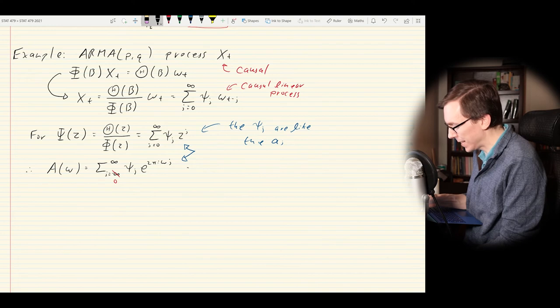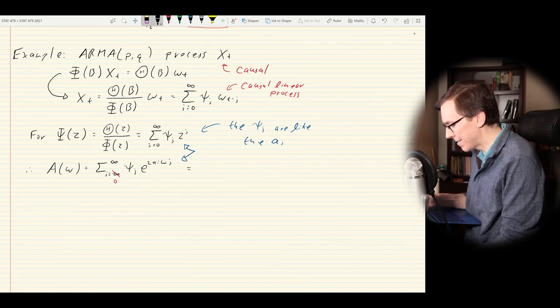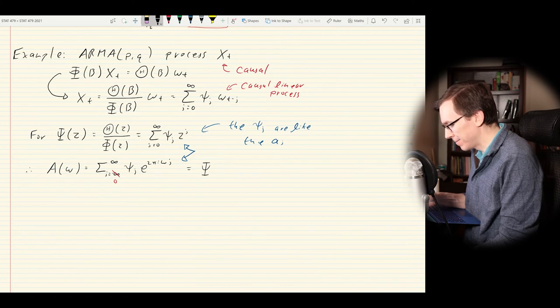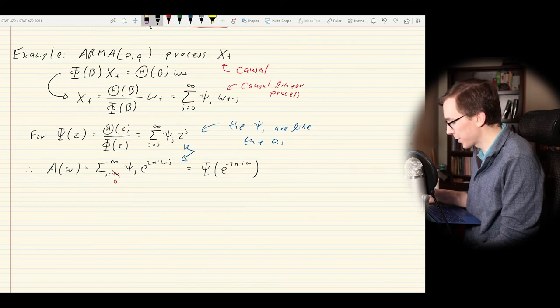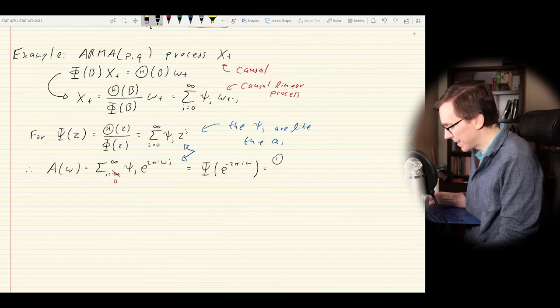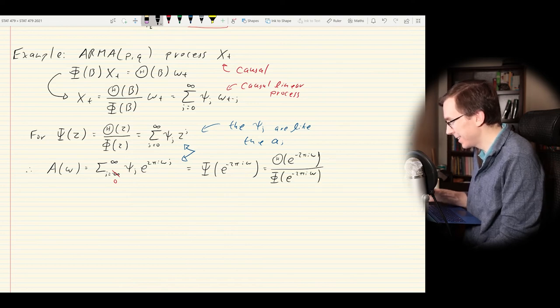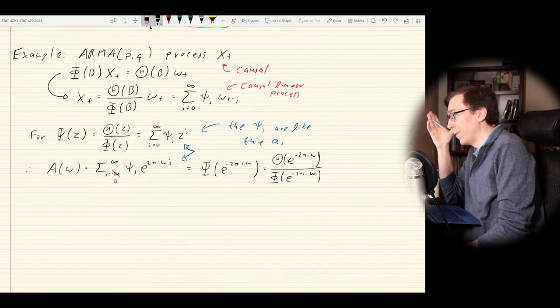So I could actually just write the impulse response function as evaluating the operator psi at e to the minus 2 pi i omega, or the polynomial, which is equivalent to looking at this ratio of two polynomials: the moving average polynomial at e to the minus 2 pi i omega, and the autoregressive polynomial at e to the minus 2 pi i omega. So what does this all mean?